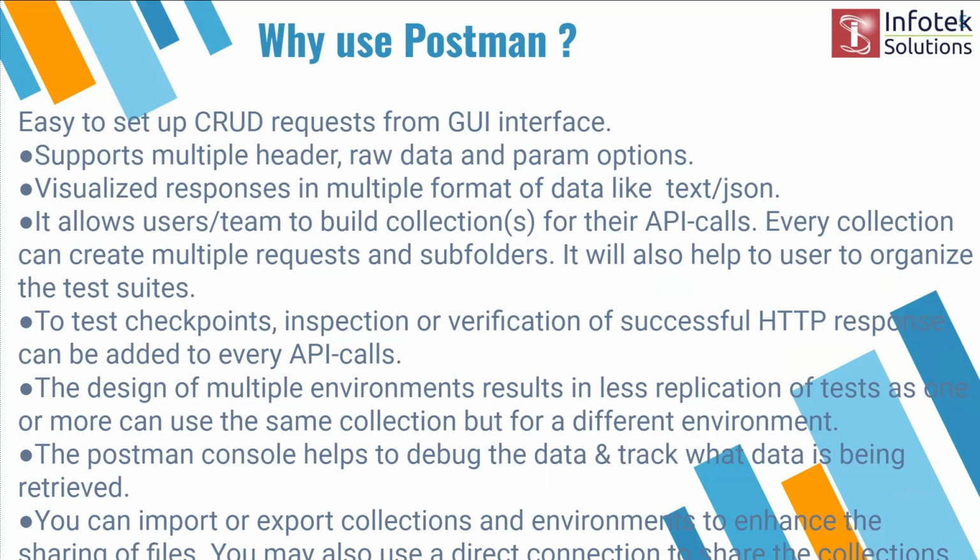Now, Postman supports multiple headers, raw data, and options, that is, parameter options. So here you have different types of support which you can use to perform your task. If you read each and every point, you will see it's all about the APIs and how the information is passed. The second point talks about data, that is, multiple formats of data like JSON data. Data can be in the form of text, or it can be in the form of HTML.